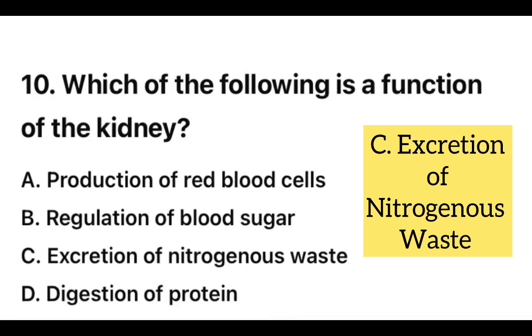which stimulate red blood cell production but don't make them directly. Among other organs, the pancreas regulates blood sugar using insulin. The liver helps in protein digestion. The red blood cells are made in bone marrow and not the kidney. So the correct option here is C, excretion of nitrogenous waste.